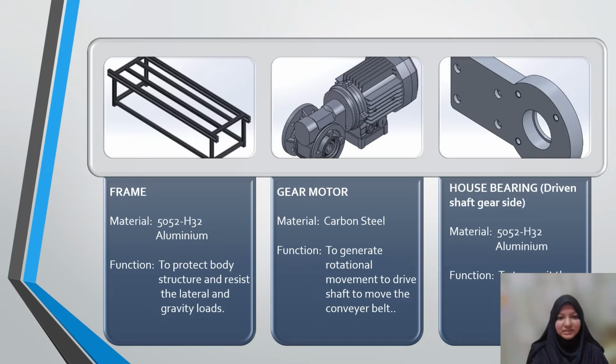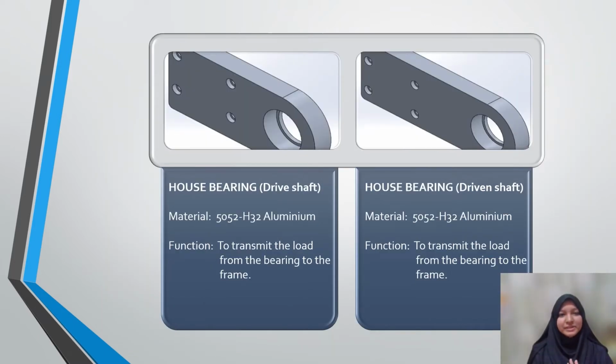to drive the shaft to move the conveyor belt. Then the house bearing at the driven shaft gear side, made of 5052H32 aluminium, transmits the load from the bearing to the frame. And lastly, the house bearings at the drive shaft and at the driven shaft are made of the same material, 5052H32 aluminium, with the same function, which is to transmit the load from the bearing to the frame.